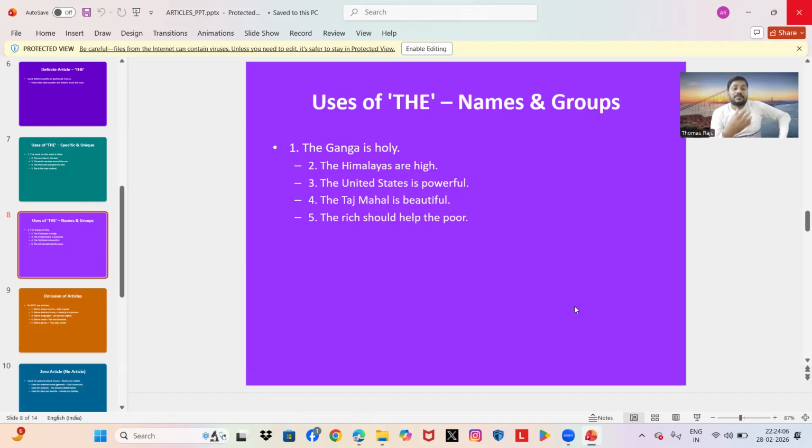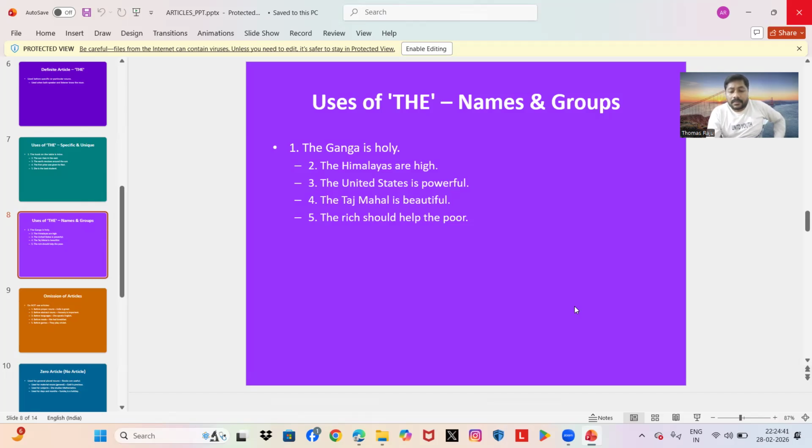So before the names of the canals, before the names of the rivers, before the names of the mountain ranges, before the names of the islands. Islands ఉంటాయి కదా, the Andaman and Nicobar. So before the names of the islands also, before the names of the valleys also we use the Kashmir Valley. So before the names of the valleys, before the names of the newspapers, magazines, before the names of the historical buildings. So like that we use the definite article the.